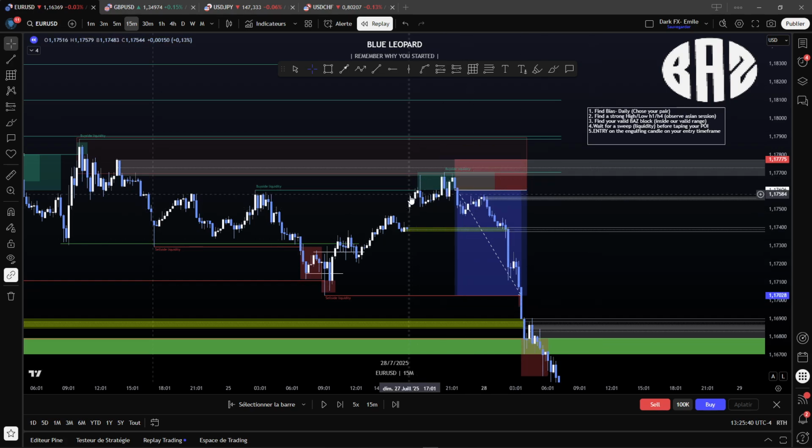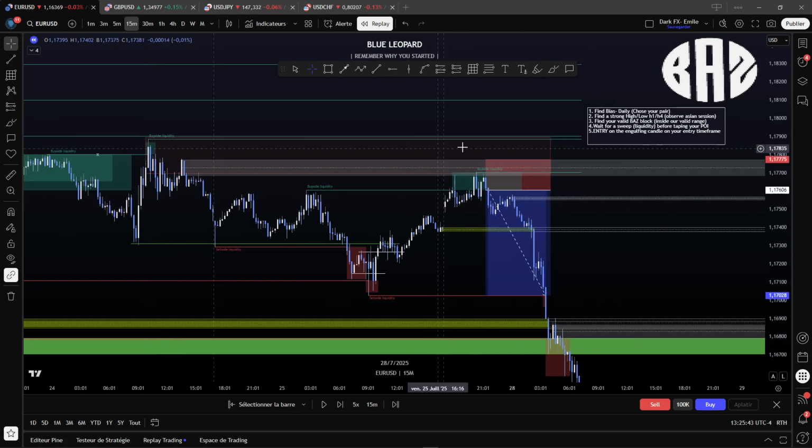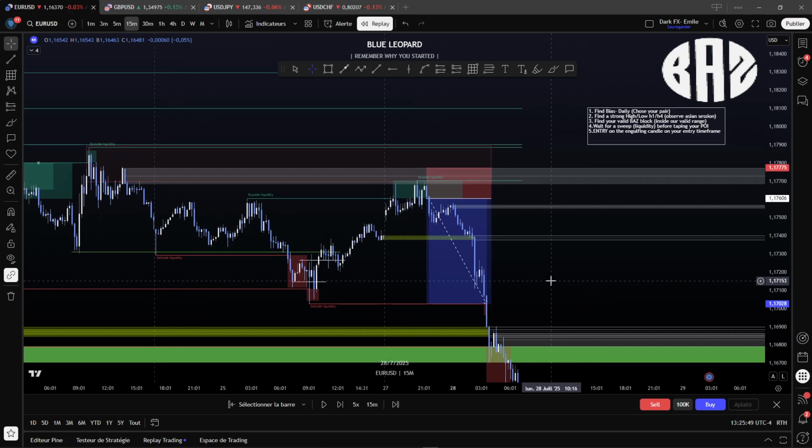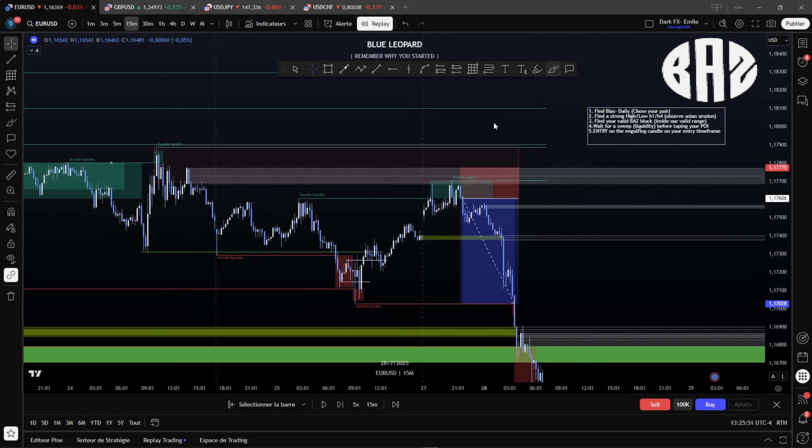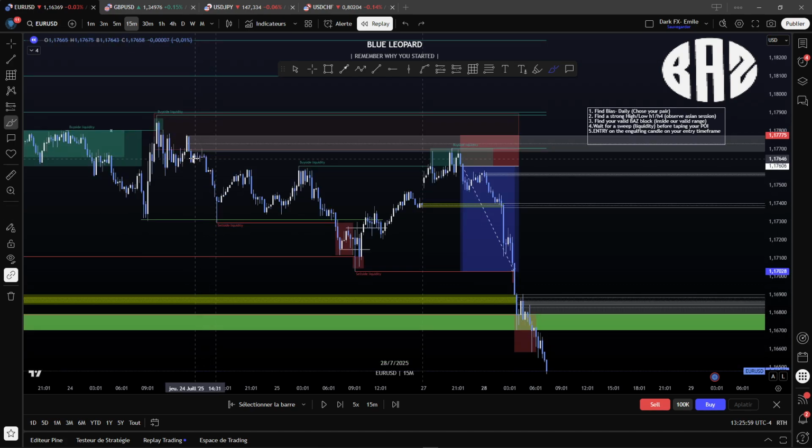So the trade happened inside our zone, touching the BAZ indicator and going lower. So the BAZ indicator helps us do what? First, validate our strong high. Once we have a BAZ indicator inside our strong high, it's valid. The strong high is validated automatically because we have this BAZ block inside.